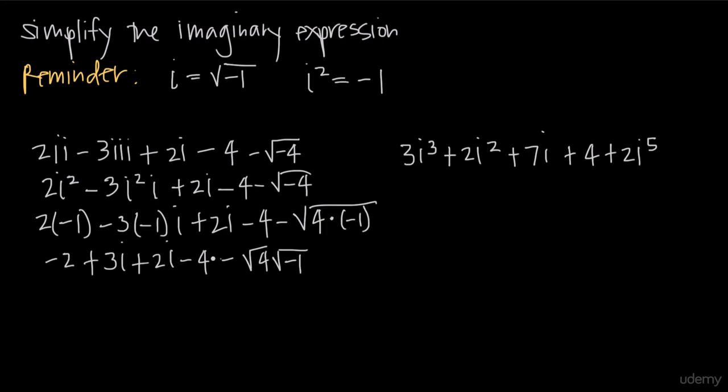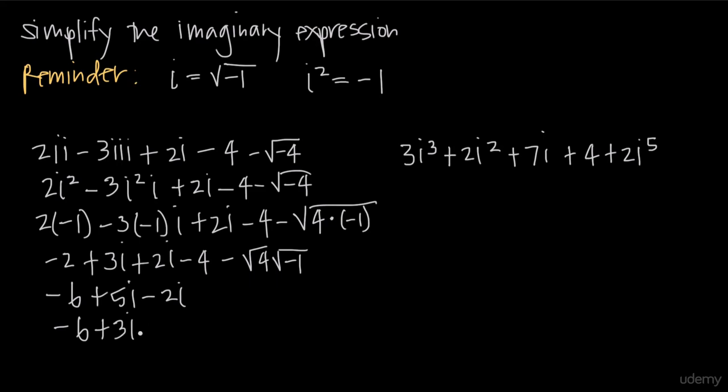We'll combine a few like terms here. We have a negative 2 and a negative 4. That gives us a negative 6. We have a 3i and a 2i. That gives us a positive 5i. Then we have minus the square root of 4 is 2, so we get 2 here. And then the square root of negative 1 we've defined as i, so we multiply that and we get minus 2i. Then combining like terms again, we get negative 6, positive 5i, and a negative 2i gives us a positive 3i. And that's our final answer.